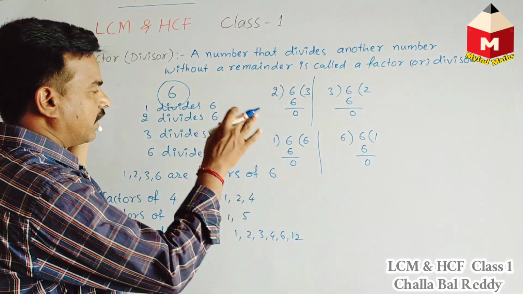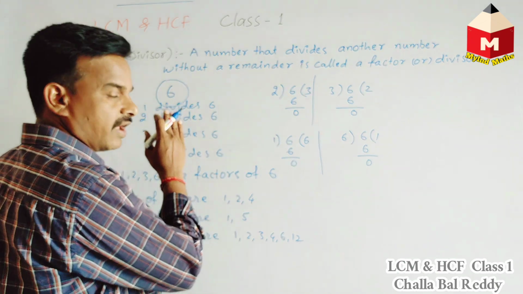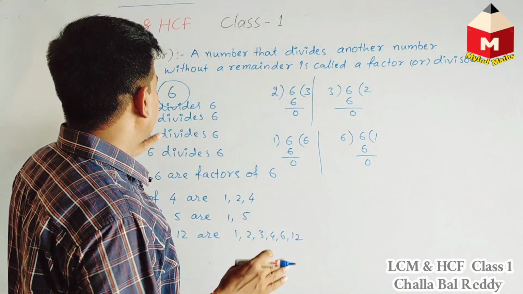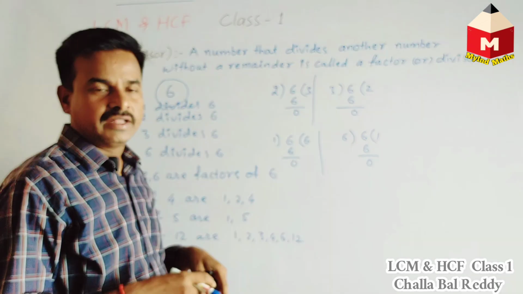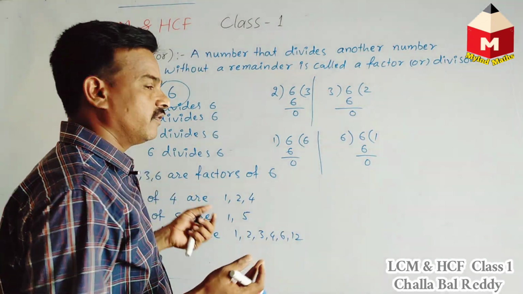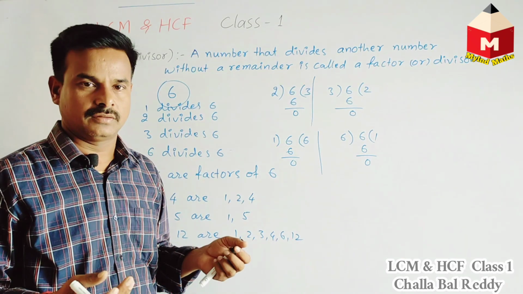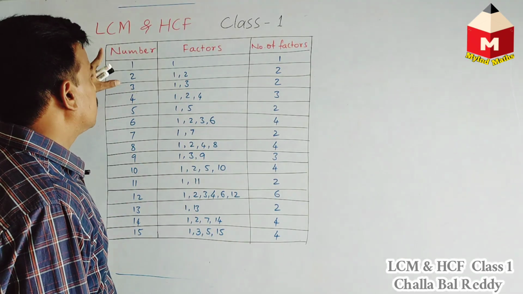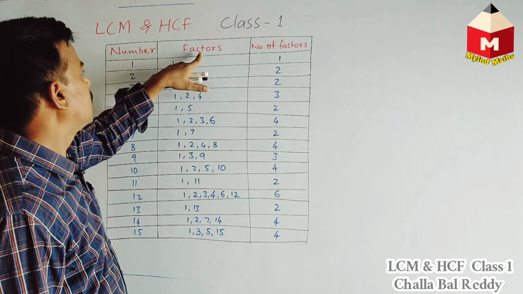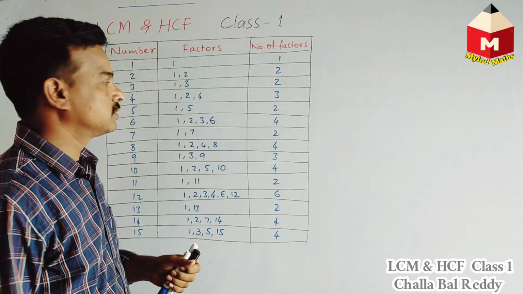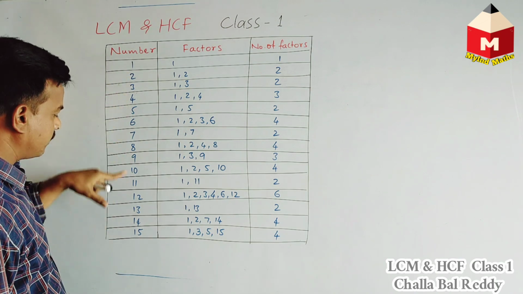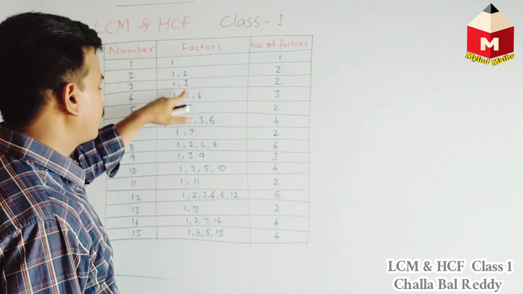Okay, now we have to write the factors of every number from 1 to 15 or 20 in a table, and then we have to conclude one important thing. Here is a table that contains numbers, factors, and number of factors. So see here, 1, 2, 3, 4, 5 up to 15, and also the factors written.